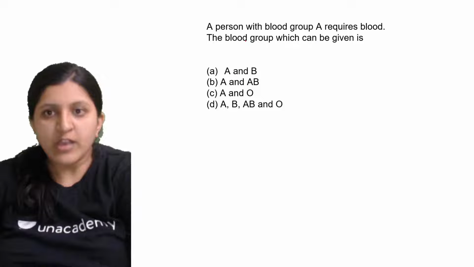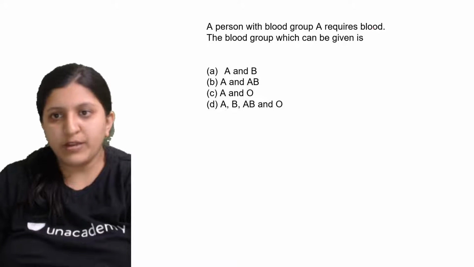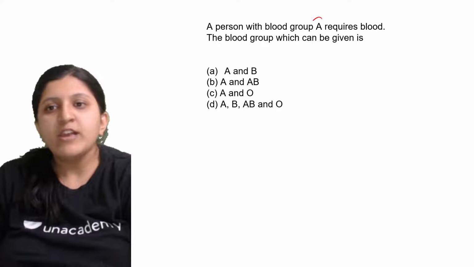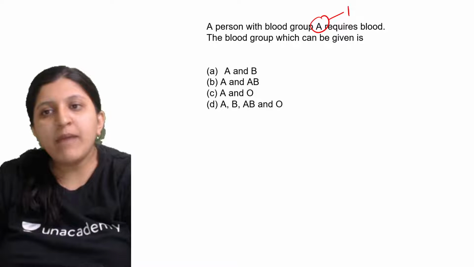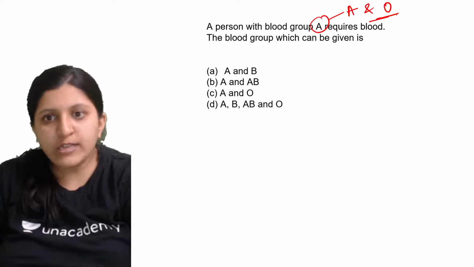Now a person with blood group A requires blood. So which blood group can be given? A can match with A, and O is the universal donor.